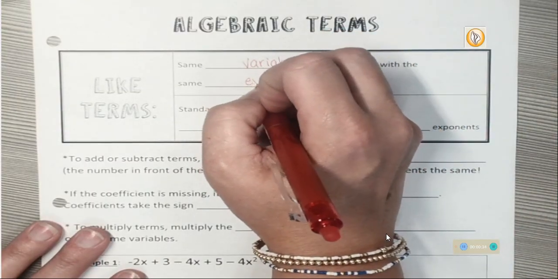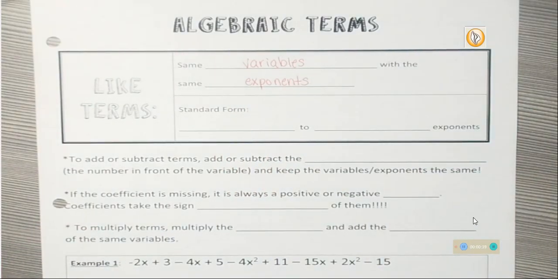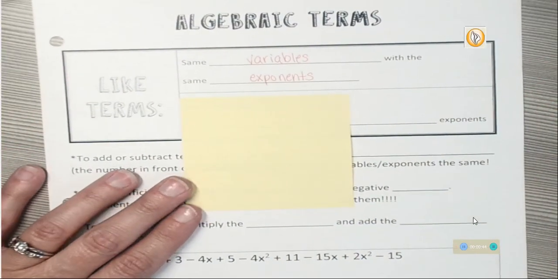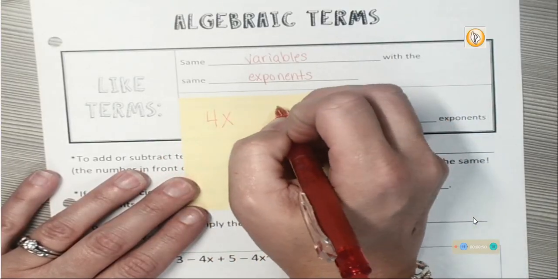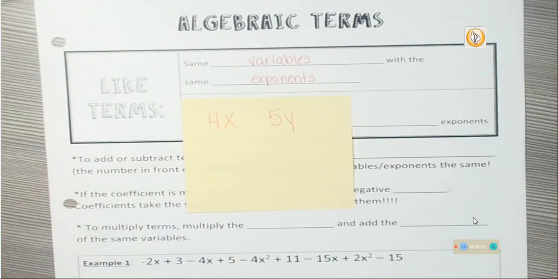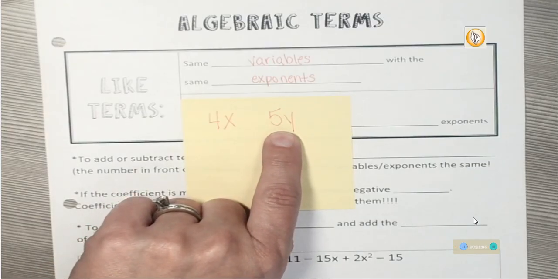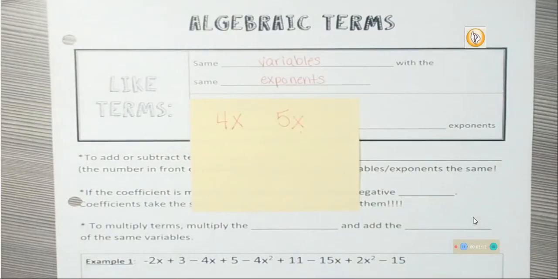with the same exponents. All right, so let's refresh our memory. You don't have to write what I'm about to write on my Post-it note. We're just talking. Like terms have the exact same variables and the same exponents. If I give you 4x and 5y, are those like terms? No, why not? They don't have the same variable. One's an x, one's a y. All right? What could I do to 5y to make it be a like term for 4x? Just drop off the y, change that y to an x. Now are they like terms?